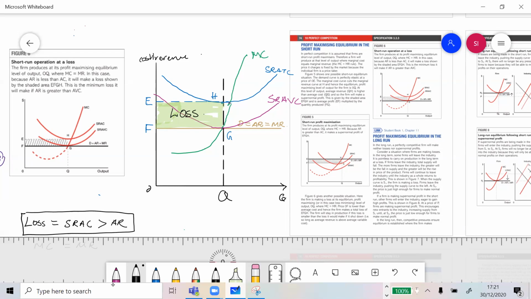The firm will stay in production if this loss is smaller than the loss it would make if it shut down, so long as average revenue is above average variable cost.